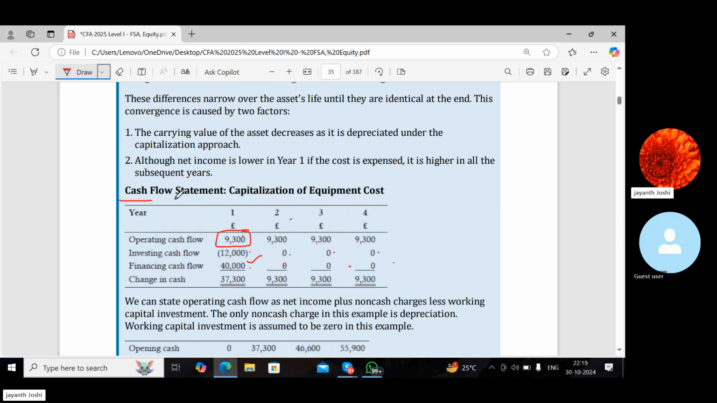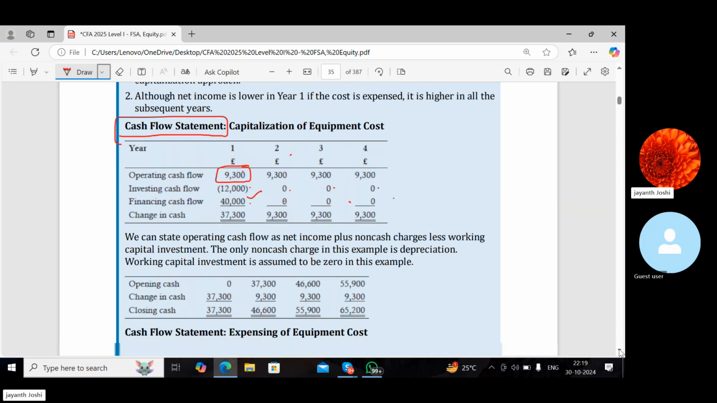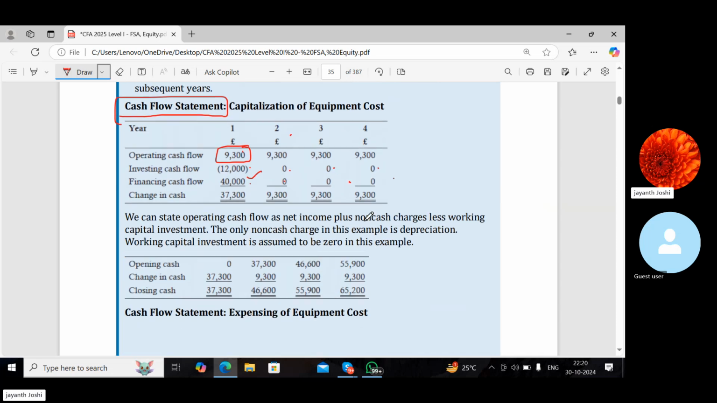This is the case when you prepare the cash flow statement and the equipment is capitalized, that means shown on the asset side of the balance sheet. But we will see when it is expensed, we can state operating cash flow as net income plus depreciation. The only non-cash charge in this example is depreciation. Working capital investment is assumed to be zero in this example because we are not using any elements of working capital, like inventory or receivables.